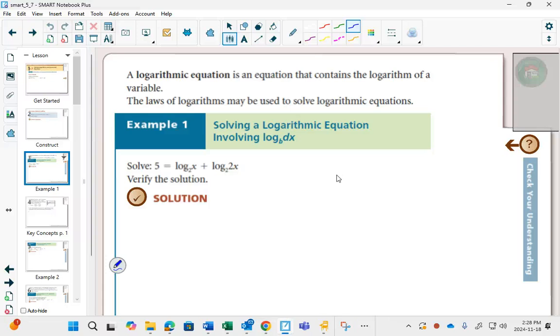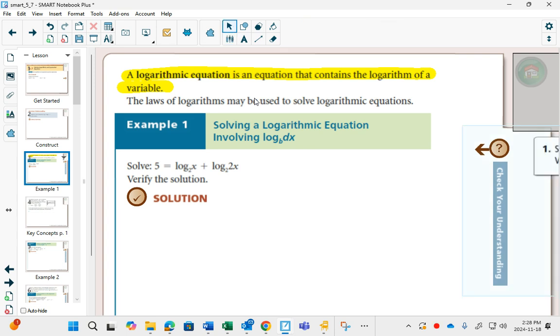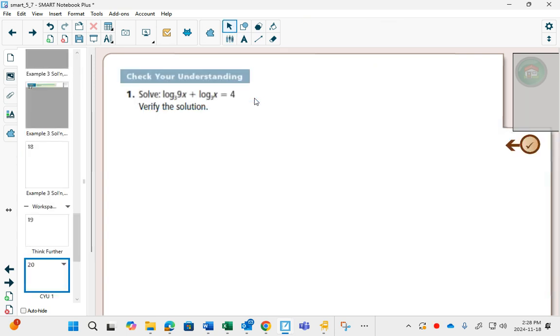On page 417, all I want you to do is highlight this. A log equation is an equation that contains the logarithm of a variable. So a log equation is an equation with a log where x is inside the logarithm. And we're going to learn how to solve these. And this is where all of our log laws, all of that practicing of log laws, is going to come together.